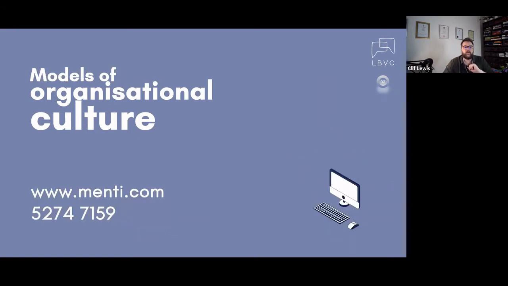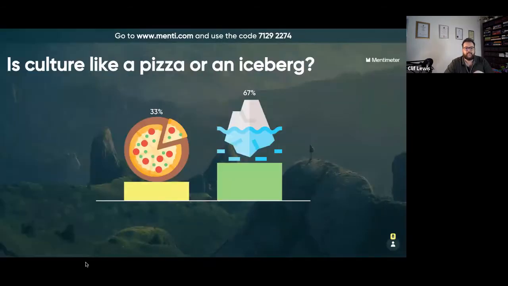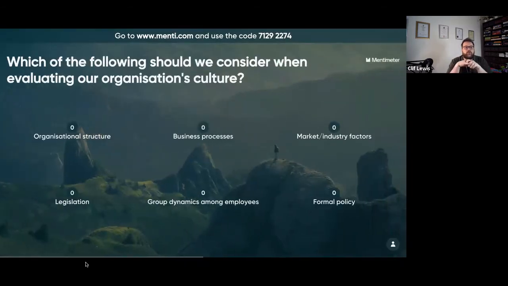Okay, so now we have another mentee. As I said, the first one was a trick question. I set this up a while ago, so I'm not sure if the next one is a trick question as well. Probably not. Let's look at the next one. The next question is, which of the following should we consider when evaluating our organization's culture? And there are 6 options: structure, business processes, industry factors, legislation, group dynamics, and policy.